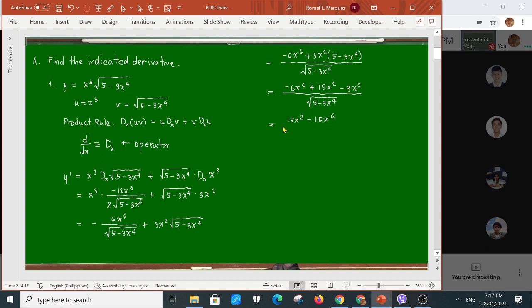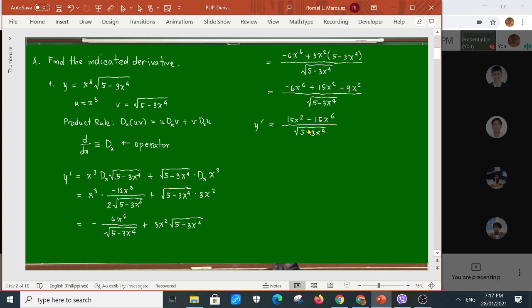All over the square root of 5 minus 3x to the 4th. Because normally, in multiple choice, you should know how to simplify. So that's the derivative of y with respect to x. Can it still be simplified?